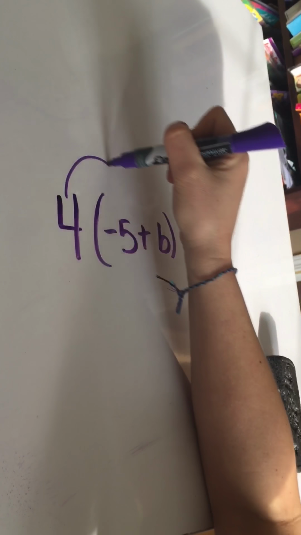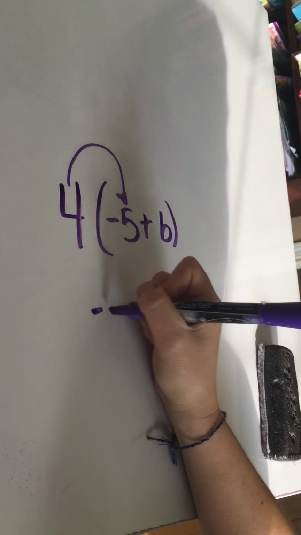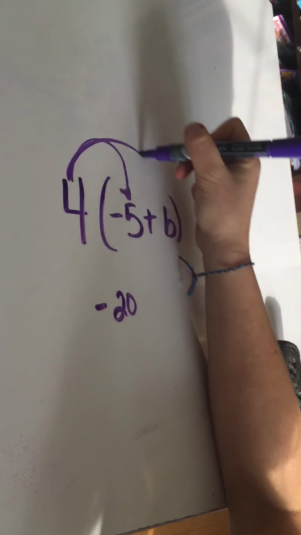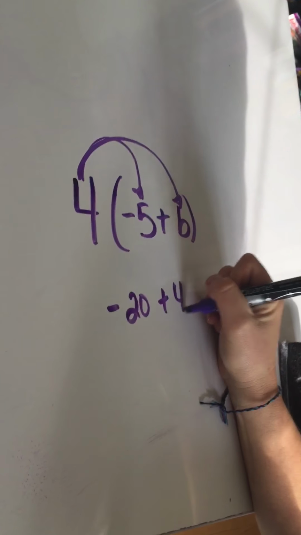So everything in the bracket needs to be multiplied by 4. 4 times negative 5 is negative 20. 4 times b is 4b.